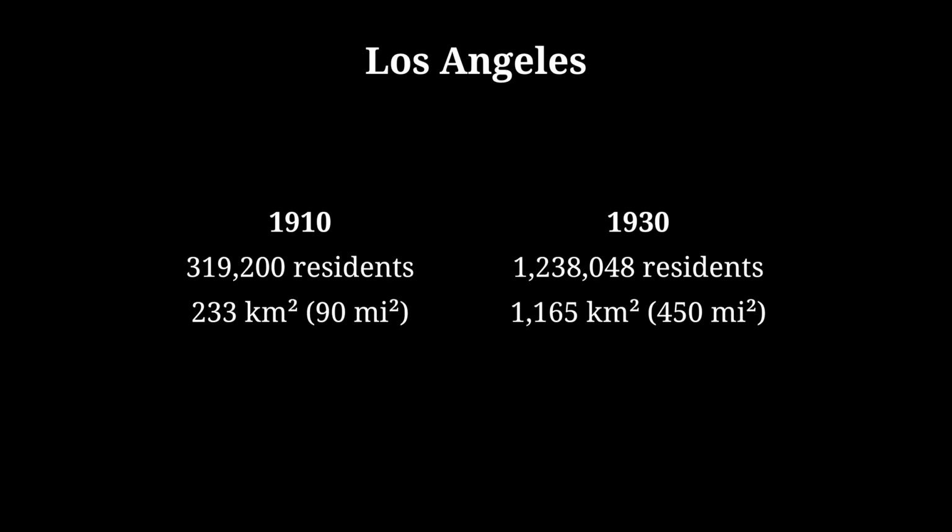But in just 20 years, from 1910 to 1930, the population grew from 300,000 residents to 1.2 million. And the area of the city increased from about 200 square kilometers to over 1,000 square kilometers. And all of this happened in just 20 years. That's literally nothing. The reason?